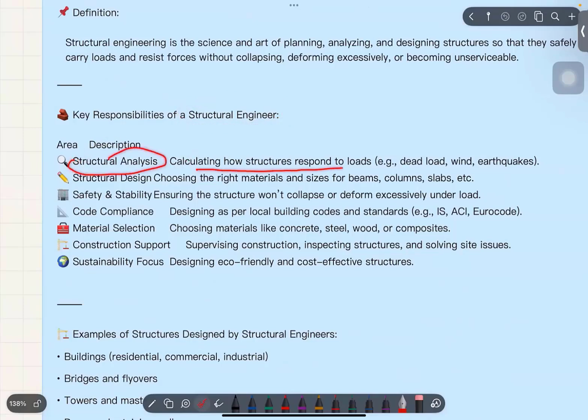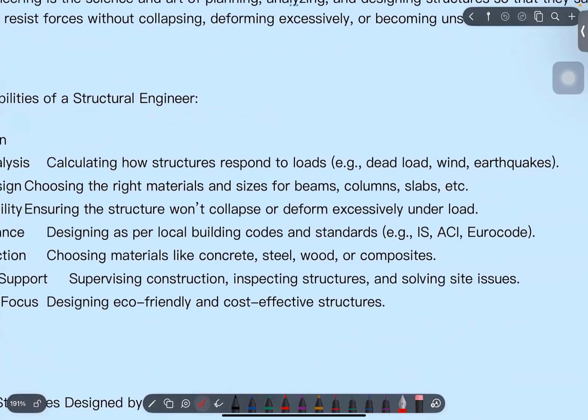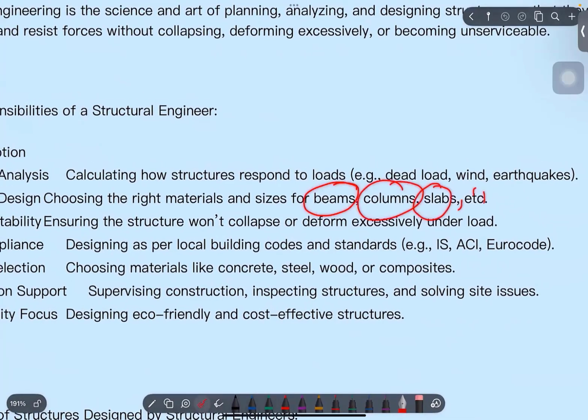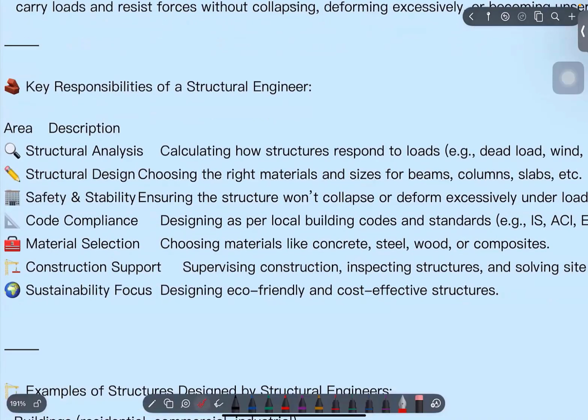So here you can see the key responsibilities of a structural engineer. In structural analysis, he will calculate how the structure responds to the loads. In structural design, he will choose the right materials and sizes for the different structural elements. Structures and structural elements are different. A structure is the whole body, and structural elements are individual pieces of the structure, like beams, columns, slabs, tie members, strut members, compression members in trusses, and so on.